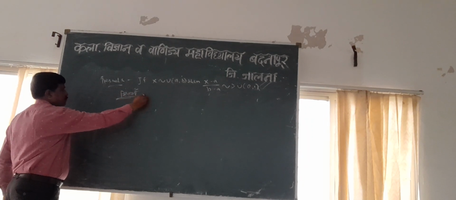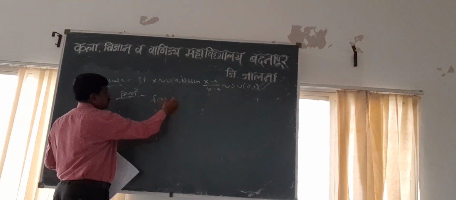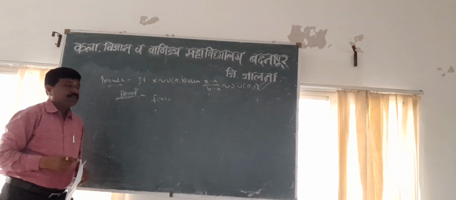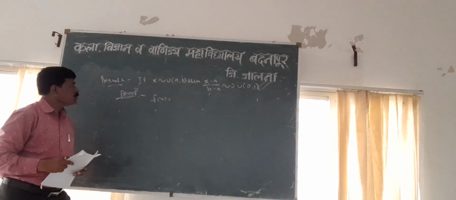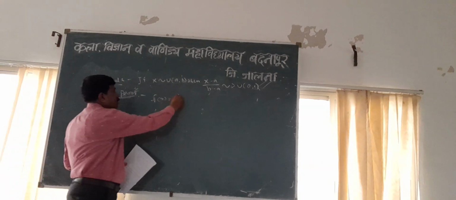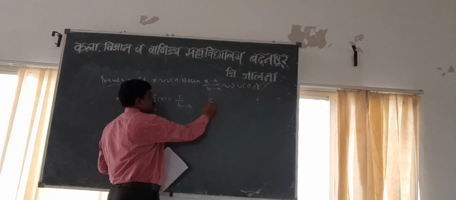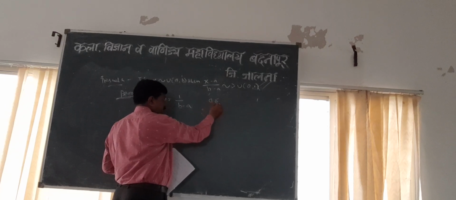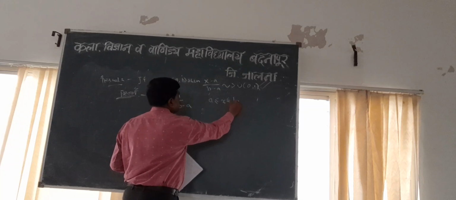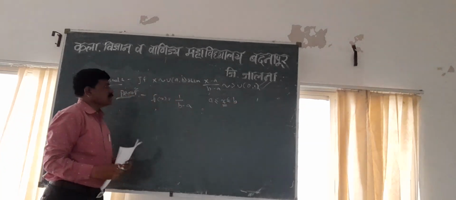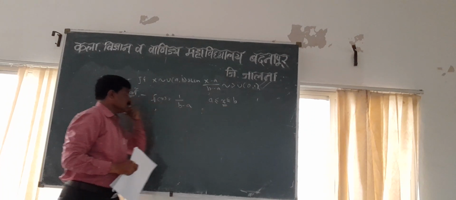Proof: f of x is a constant for a random variable of the continuous uniform distribution. That is, f of x equal to 1 divided by (b minus a), for a less than x less than b. That is, the value of x is between the interval a and b.